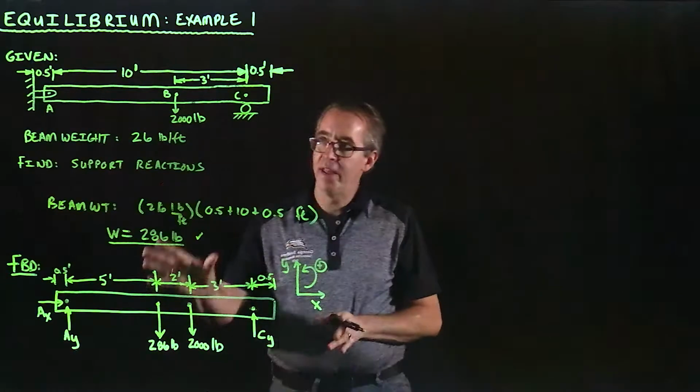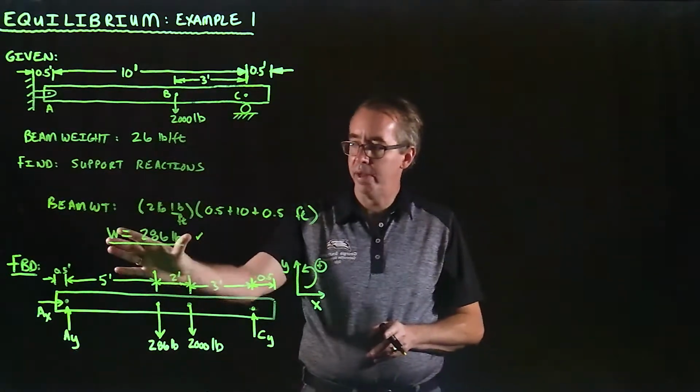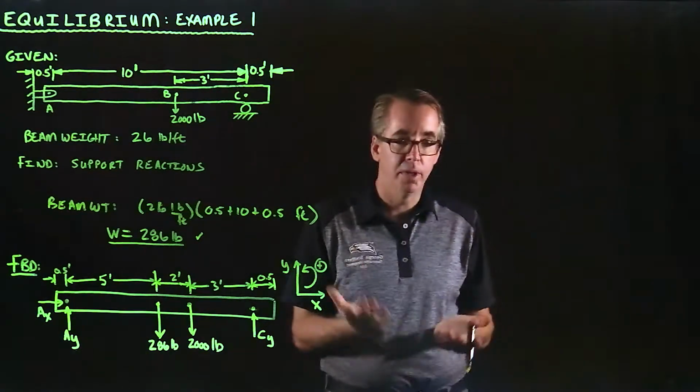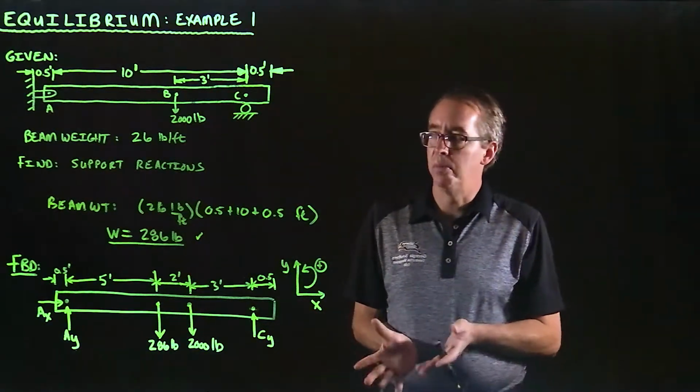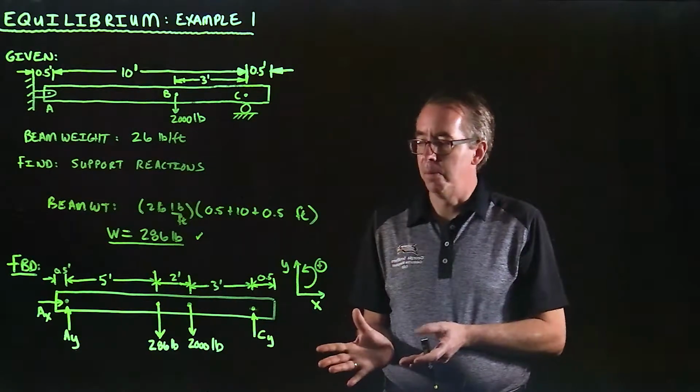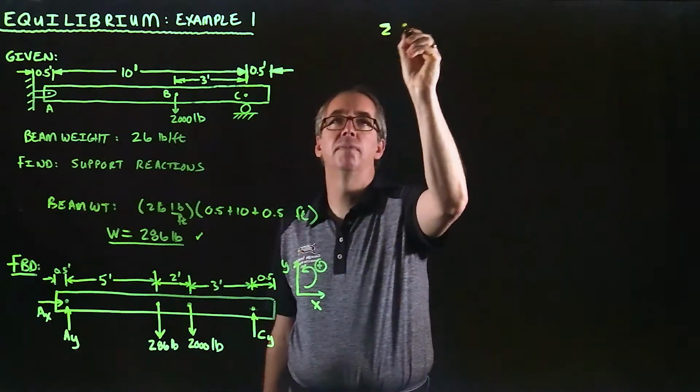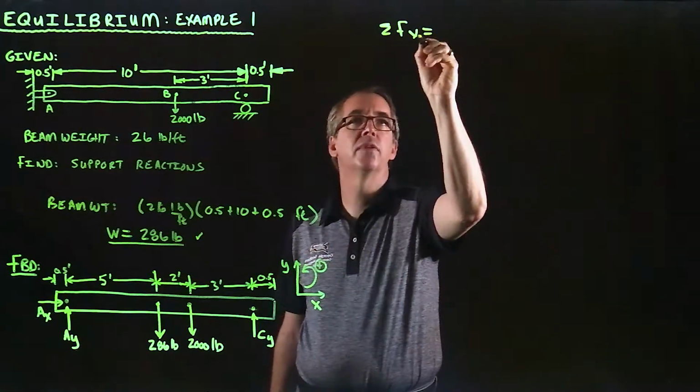Okay. So now that I've taken the original problem, solved for the weight of the beam, and have a free body diagram, I'm going to go ahead and use the equilibrium equations that we have available to us to solve this problem. Let's go after the low-hanging fruit first, so I'll sum up forces in the x direction.